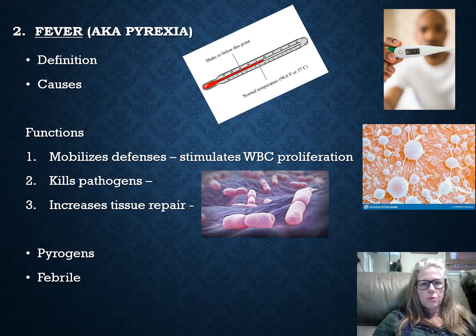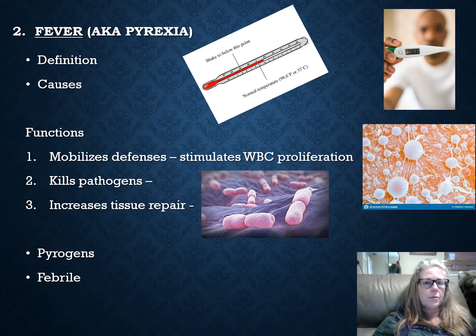Now, pyrogens. What are pyrogens? Pyrogens are molecules that will increase our temperature. Think of it as a reaction to pathogens. We can find various pyrogens, or these molecules, on the surface of pathogens. So that is a clue that our body uses to increase our temperature to fight the pathogen. Another term on the slide is febrile. So febrile means associated with a fever.